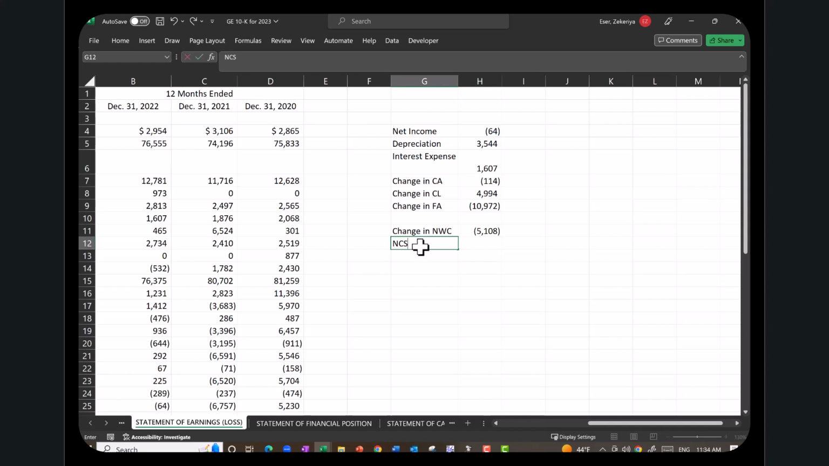Net capital spending is change in fixed assets plus depreciation. And OCF is net income plus depreciation plus interest expense. What else do we need? Oh, change in long-term debt.